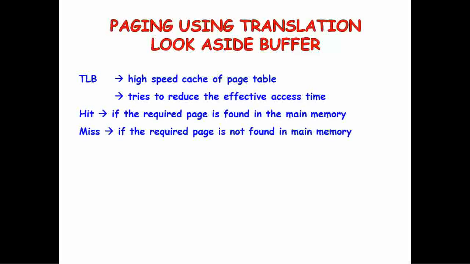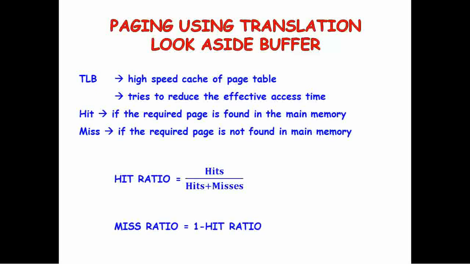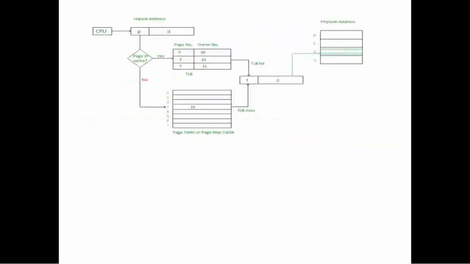The formula used for computing hit ratio is equal to hits divided by hits plus misses. Then miss ratio is equal to 1 minus hit ratio. In the diagram, for a logical address, the processor examines the TLB if an entry for a page is available. Suppose if an entry for a page is available, then it is TLB hit. Then the frame number is retrieved and the real physical address is formed.